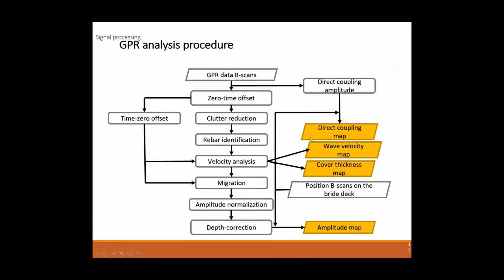The major improvement from this research compared to current GPR analysis is we can generate 4 maps instead of a current method that usually only generates an amplitude map. So we can generate a surface condition map, and we can generate a wave velocity map that shows the concrete deterioration condition in the cover thickness, and it also gives the cover thickness.